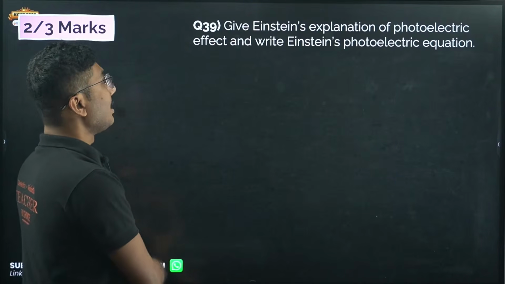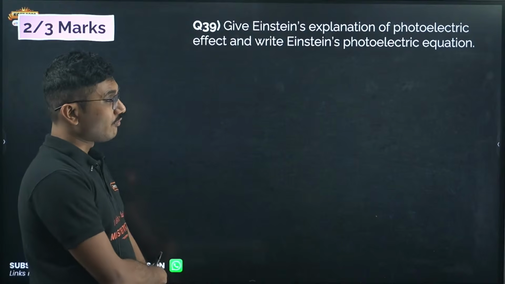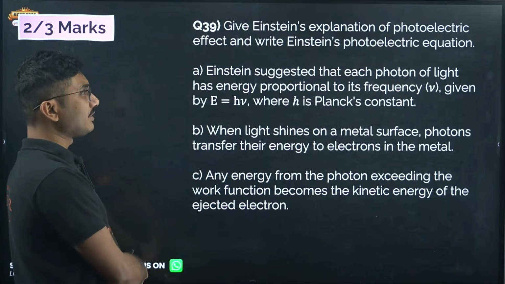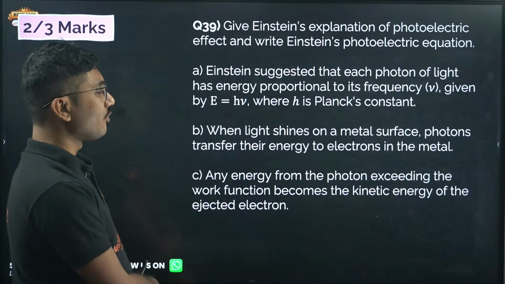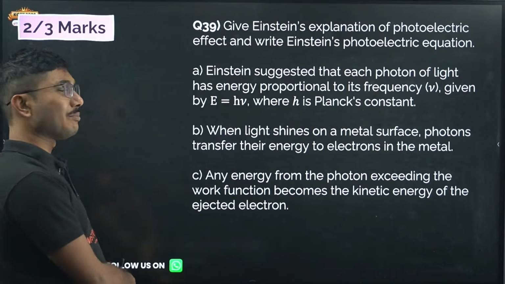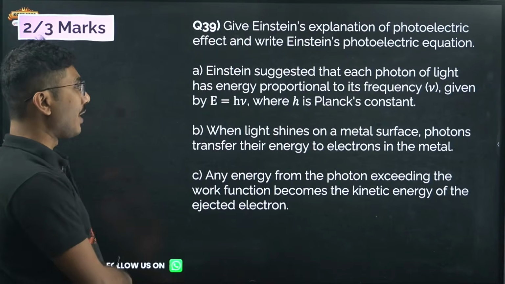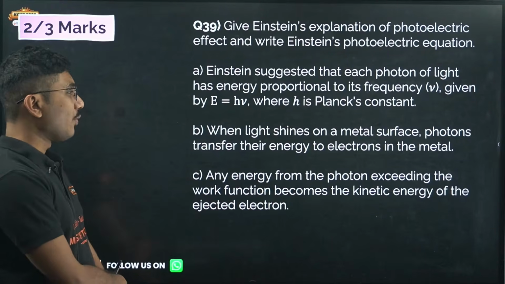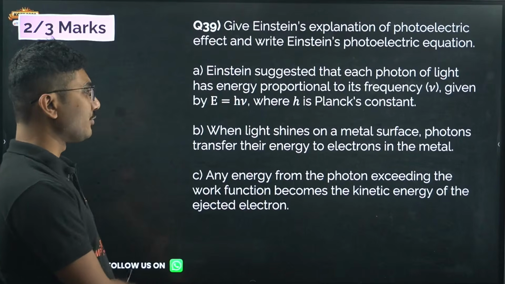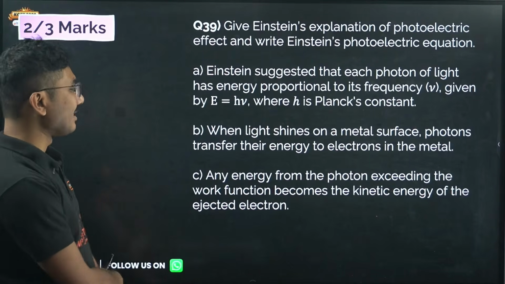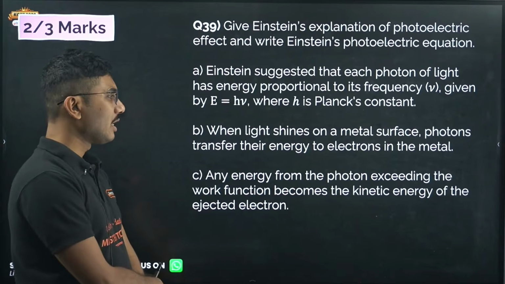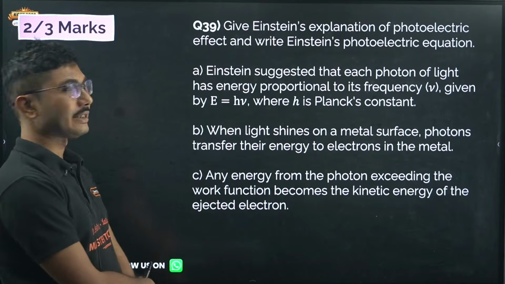Okay. Give Einstein's explanation of photoelectric effect and write Einstein's photoelectric equation. Einstein suggested that each photon of light has energy proportional to its frequency nu, given by E equals h nu, where h is Planck's constant. When light shines on a metal surface, photons transfer their energy to electrons in the metal. Any energy from the photon exceeding the work function becomes the kinetic energy of the ejected electron.